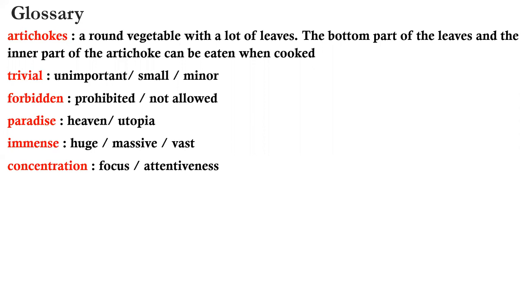Right, let's check these words first. Artichokes: a round vegetable with a lot of leaves. The bottom part of the leaves and the inner part of the artichoke can be eaten when cooked. Right, you can search that. You can find a lot of pictures on the internet.